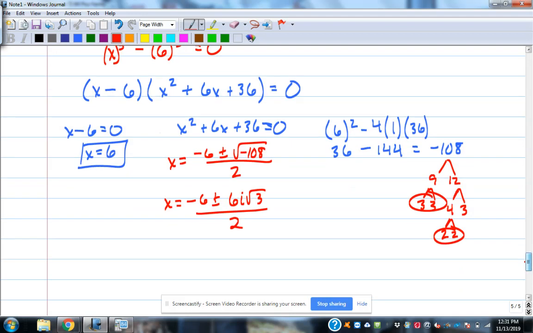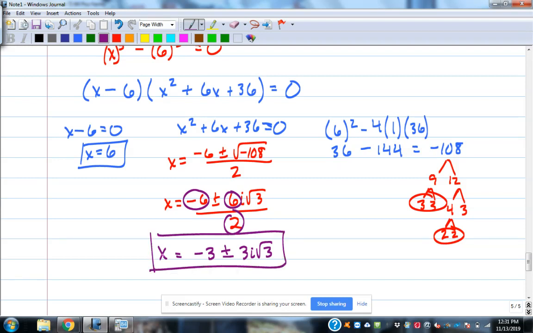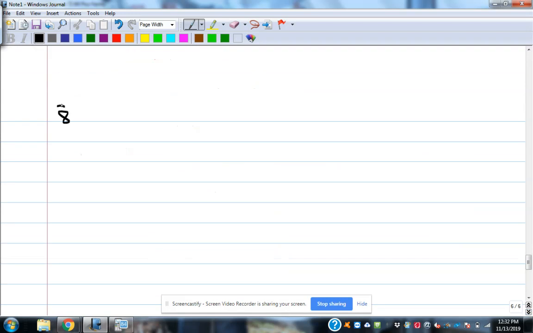Can that be simplified a little bit? Yeah. All of these numbers are divisible by 2, so I'm going to divide them by 2. So it'd be negative 3 plus or minus 3i radical 3. Technically, that's all over 1, but there's no sense in writing that. Just dividing by 1 doesn't change anything. So we got 3 answers. We got x equals 6, and then negative 3 plus 3i radical 3, and negative 3 minus 3i radical 3 out of that. So difference of cubes mixed in there. And experience is key. We gotta do the practice to know what's going on.